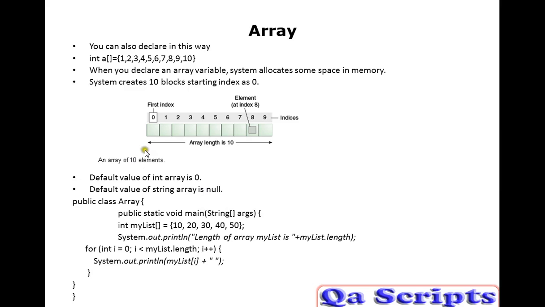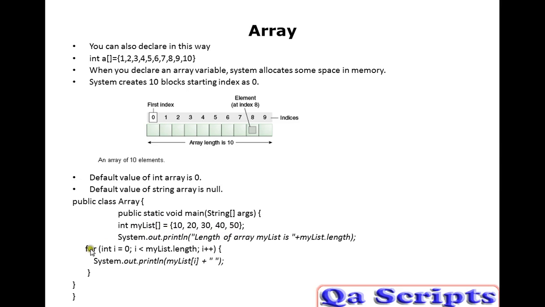Here is a simple example. Here I have created one class called array having a main method inside it. I will declare one array of int data type, that is my list equals to, I will give values as 10 20 30 40 50. How to retrieve these values? We have to use a for loop.